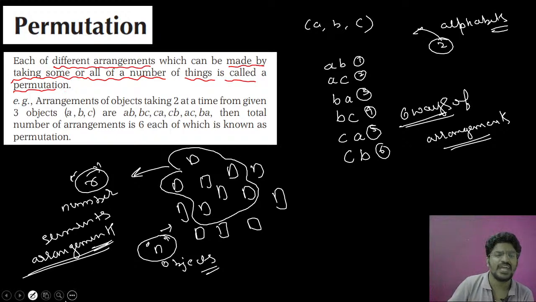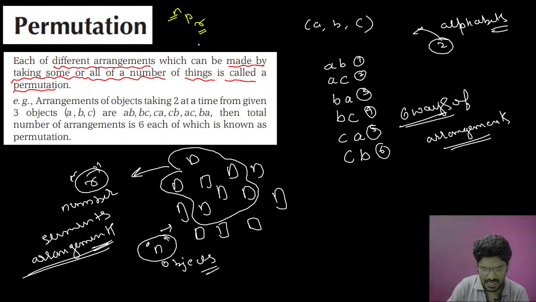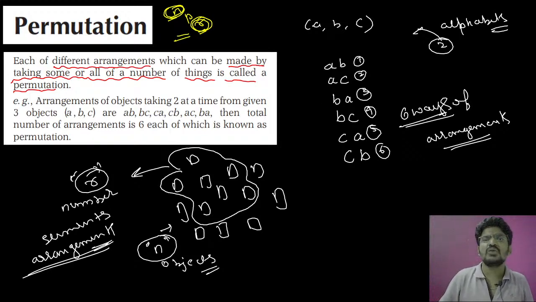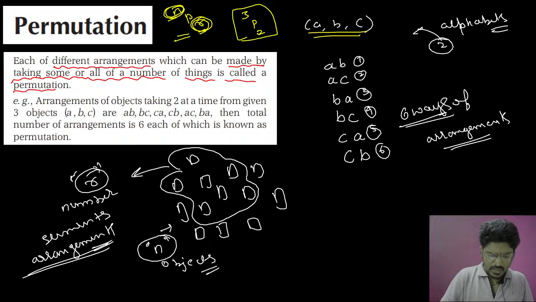Okay. And we write it as nPr. Total n elements, out of them I am taking r elements. Total I have n elements, out of n I am taking r elements. Okay, that is your nPr. Here you have 3 objects. Out of 3 I am taking 2. That is 3P2. Clear? So this is called your permutation definition, or the meaning of permutation.